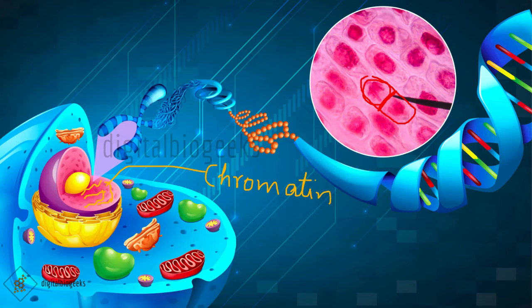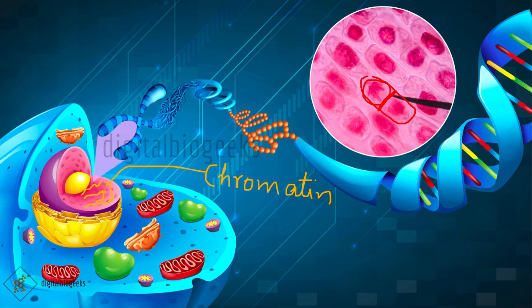During division, we can see chromosomes, and when the cell is not dividing, we can see chromatin. But when the cell starts to divide, this chromatin material gets organized into chromosomes. Thus, we can see chromosomes during cell division. These chromosomes contain the information of characters or genetic material which are inherited from parents to the next generation.